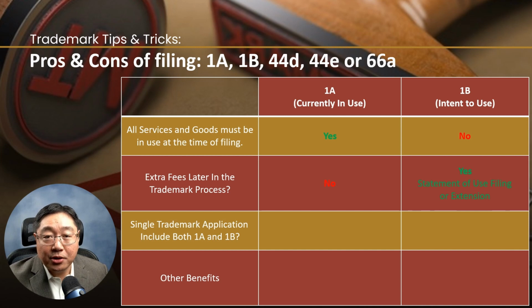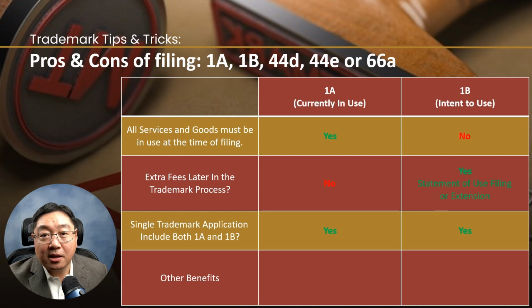Can a single application contain both 1A and 1B filing bases? Yes, in fact, a single application could have multiple filing bases, especially if it's a foreign 44E filing, and it could also include a 1B filing basis as well. So yes to both of these.